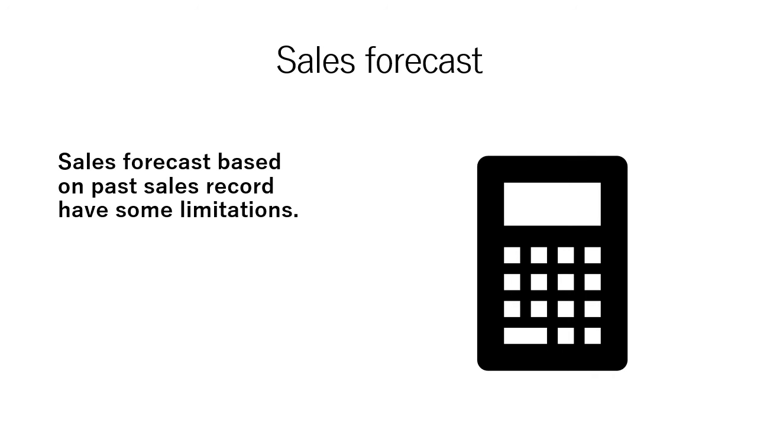It is important to point out that the sales forecast based on past sales records has some limitations. For example, the Holt-Winters method requires the sales records of the past 3 years, and the sales forecast depends on the past sales tendency. Therefore, this method can mislead under some irregular business environment.